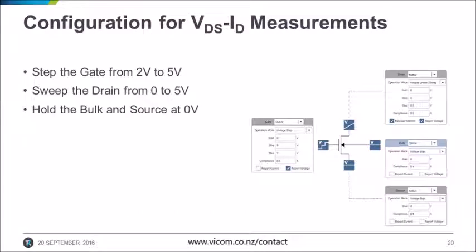The VDS ID test consists of sweeping the drain source voltage while holding the gate source voltage constant. This test gives us a family of curves that we are familiar with when talking about MOSFETs. To set up this test, we set up the gate to step from 2 volts to 5 volts with 1 volt steps, which will give us 4 steps. For each gate voltage step, we will sweep the drain voltage from 0 volts to 5 volts. This will give us a good idea of the properties of our device and the characterization we need in order to incorporate it into our designs.